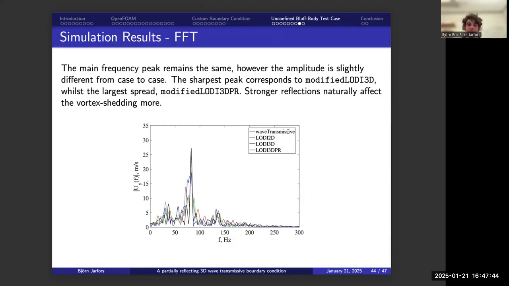Yeah, and you can also see that the wave transmissive one corresponds to a double peak here. It's sort of hidden behind the blue one here, but it's a much lesser peak than the Lodi 3D, indicating that there's some intermittency, which I will address later.